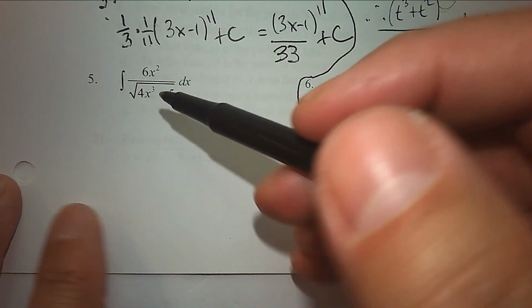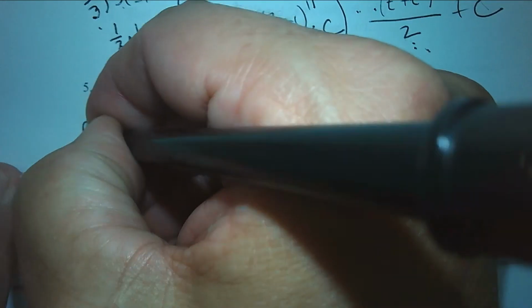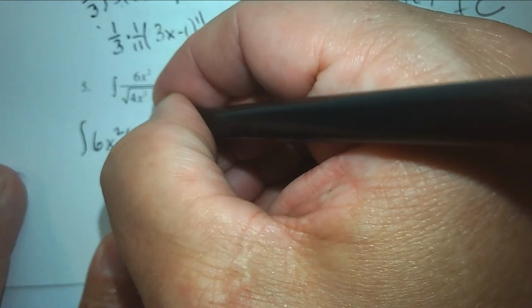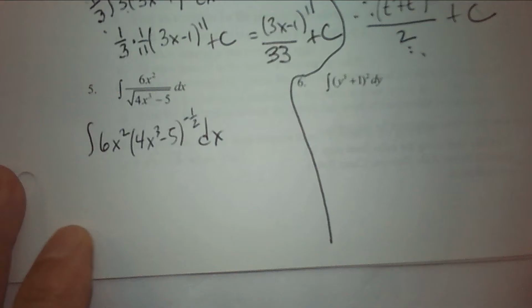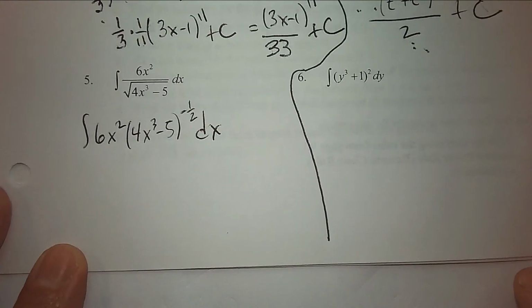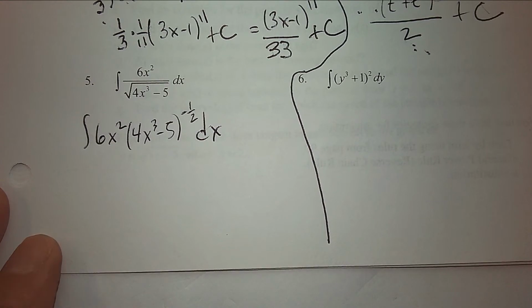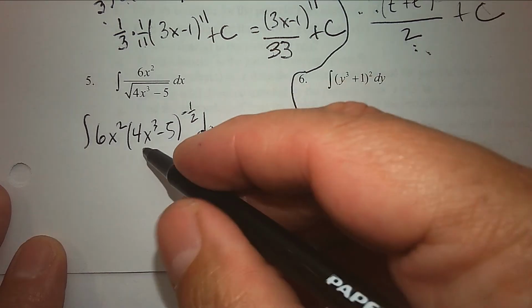I want you to take a look at the base. Do you know there's a different way we can write this? So we're going to write it as 6x squared, parentheses, 4x cubed minus 5 to the negative 1/2. So it looks calculus-y. I want you to be able to see u and u prime. U is the base. U prime is the hook. Can you see u and u prime? U is the base. Look at it.